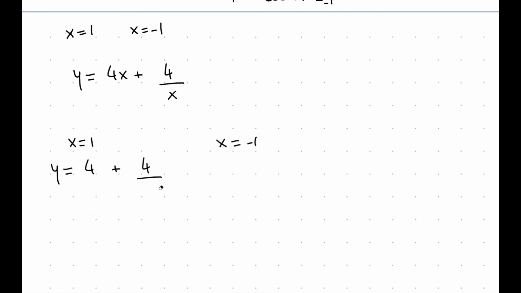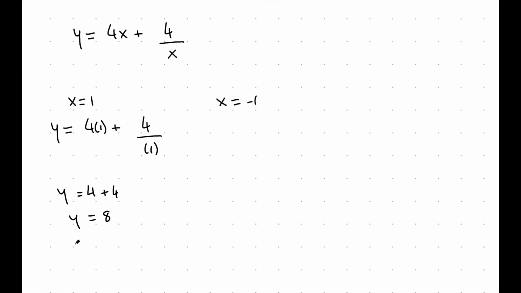So let me take out the x's here and I'm going to put in my 1. If I do that, I'm going to get 4 plus 4. So I'm going to get y is equal to 4 plus 4. y is equal to 8. That coordinate is going to be 1, 8. That was nice and straightforward.